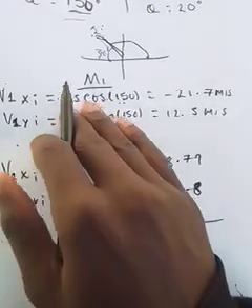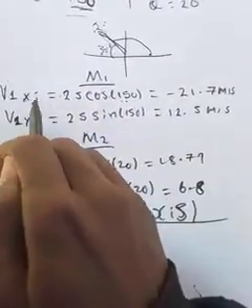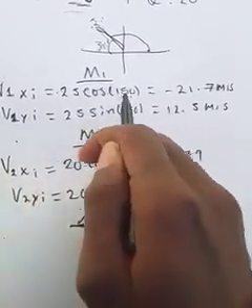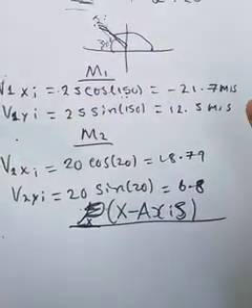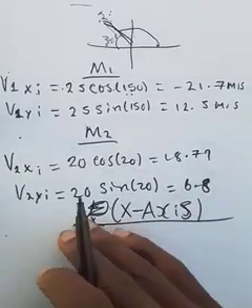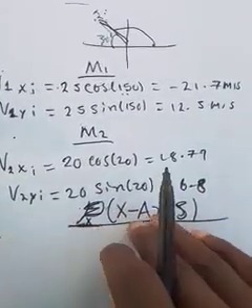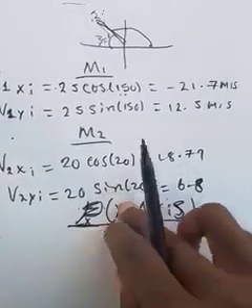I already have the components for each mass in the x, but these are initial ones. They want me to find the final ones. So I'm going to focus only on the x components for this part. So here I'm going to start with the x components. Then when I'm done, I'll go to the y components.